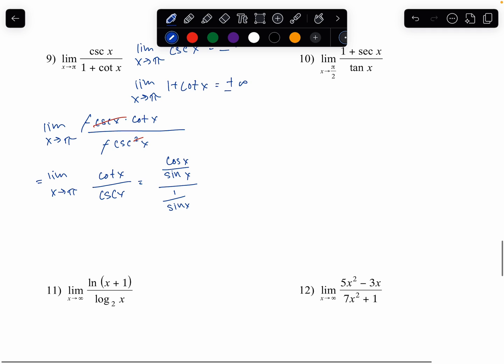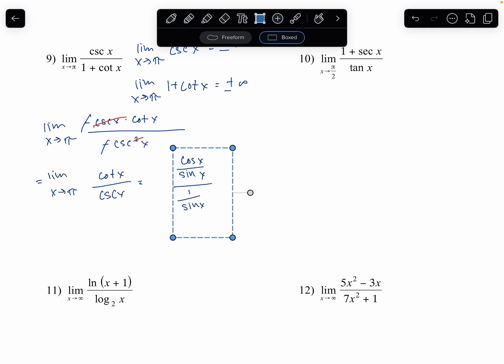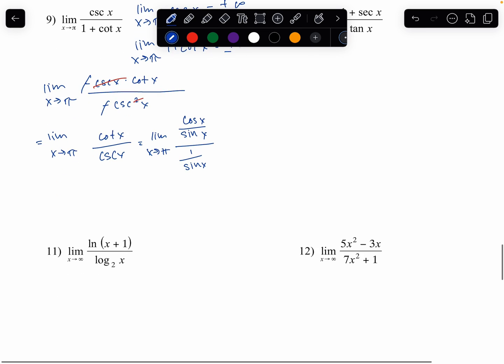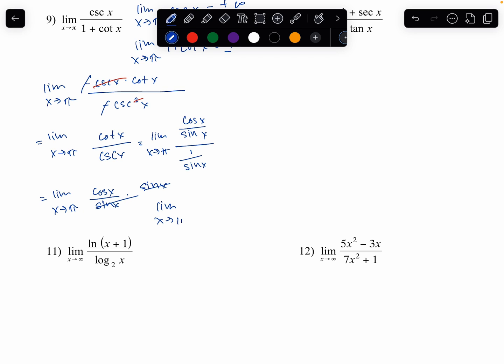All right, so then don't forget that limit. So the limit as x approaches pi of cosine of x over sine of x times sine of x. So keep, change, flip. So those cancel. So we get the limit as x approaches pi of cosine of x, and cosine of pi is -1. Oof, there we go.